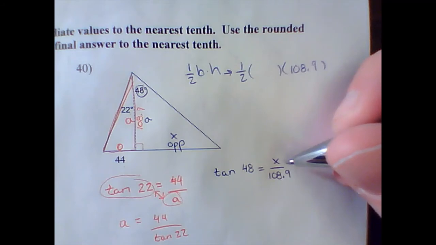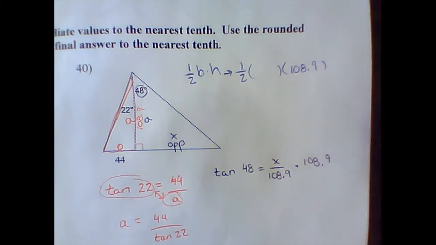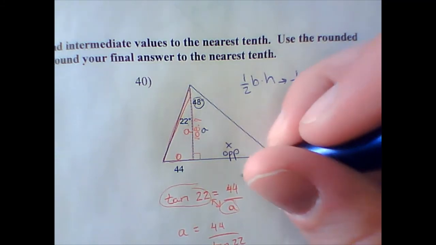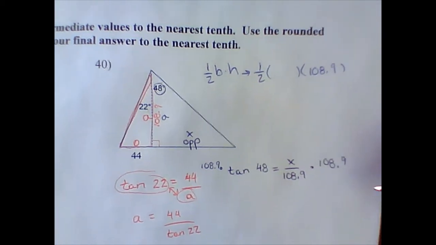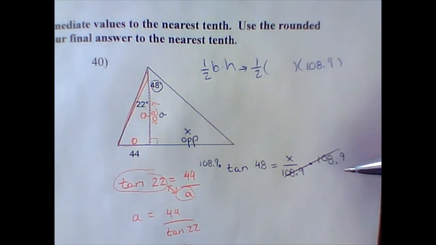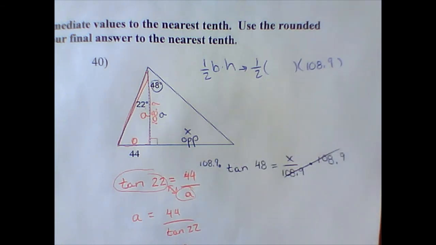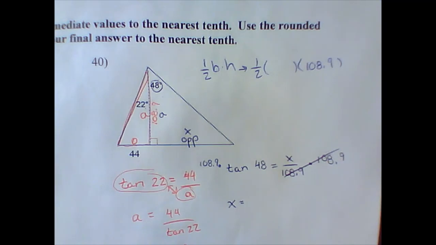If X is on top, you don't need to do any weird fraction stuff. All we need to do is get rid of that bottom amount. So we can just multiply that out because it's dividing. If you multiply it, it will cancel. Make sure you multiply it on both sides. Do not multiply it into the tangent, not inside the tangent. It doesn't hit the 48. The 48 is being taken care of by a trigonometric function. So into your calculator, 108.9 times tangent of 48, and you're going to get 120.9.